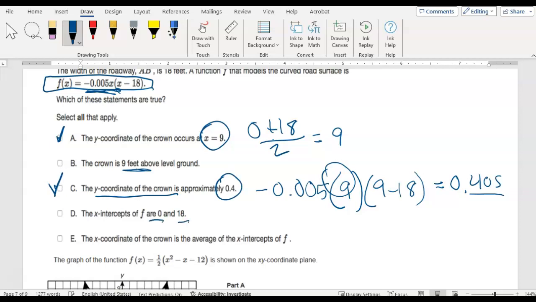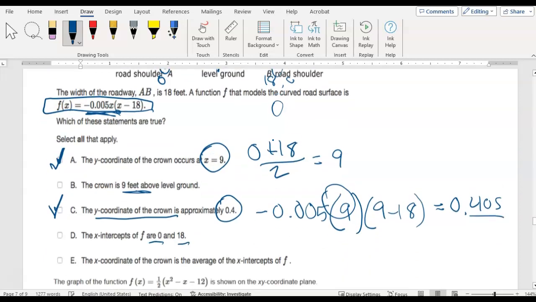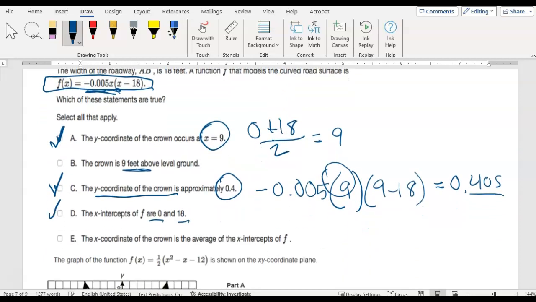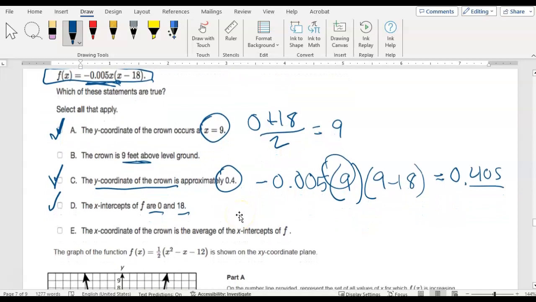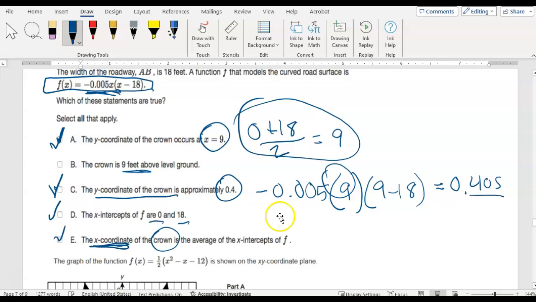The x-intercepts are 0 and 18. That is also true. We would see this would be 0, this would be 18, because it's 18 feet across. And the x-coordinate of the crown is the average of the x-intercepts of f. So that is true, because we saw that here. That's how we find the x-coordinate of the crown or of the maximum. They're just using a different word here for maximum, so this is also true.